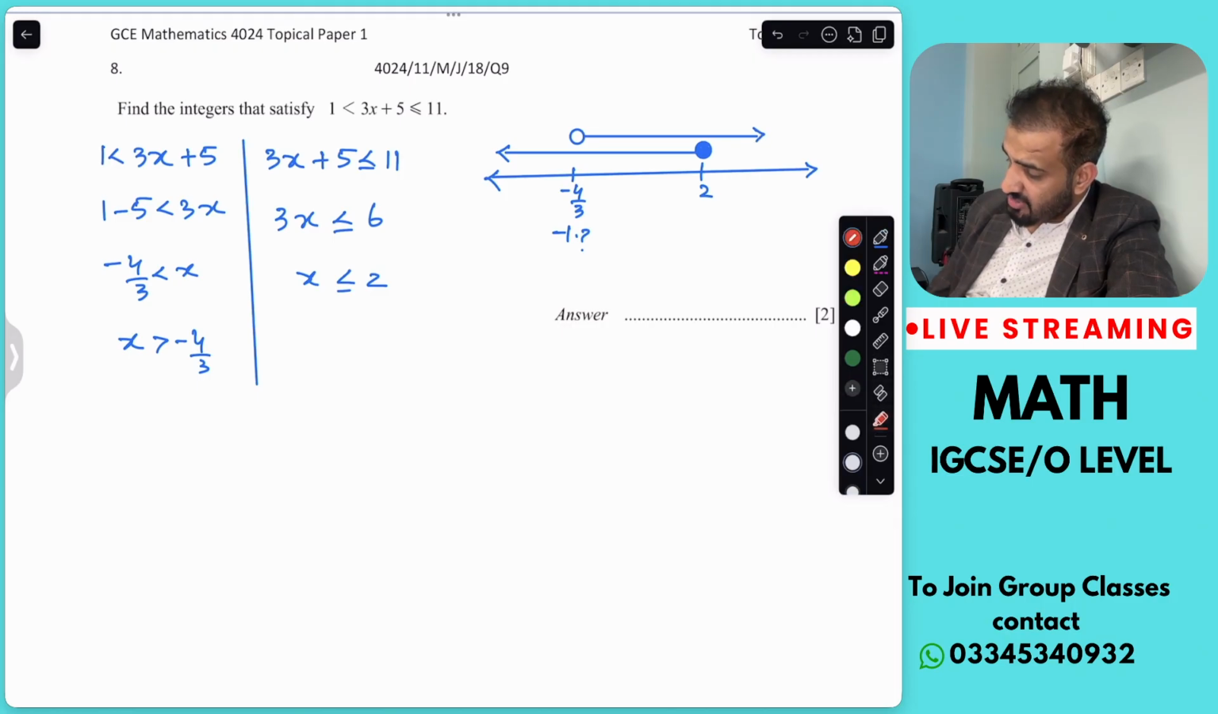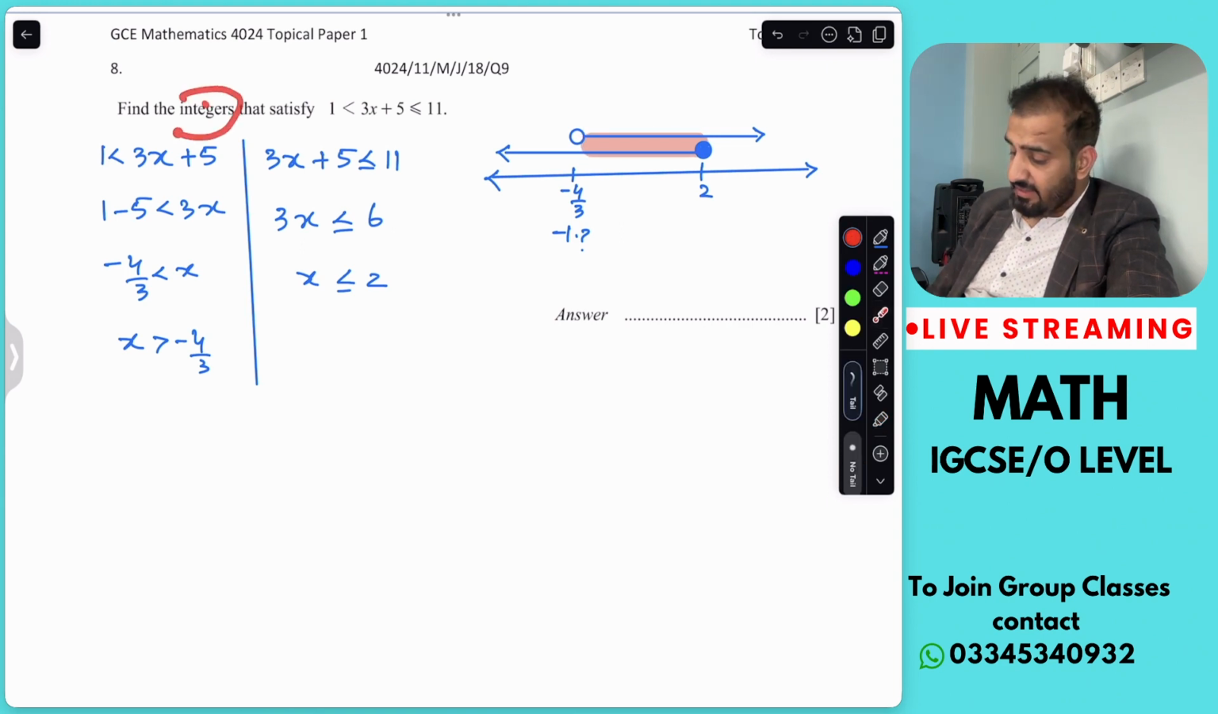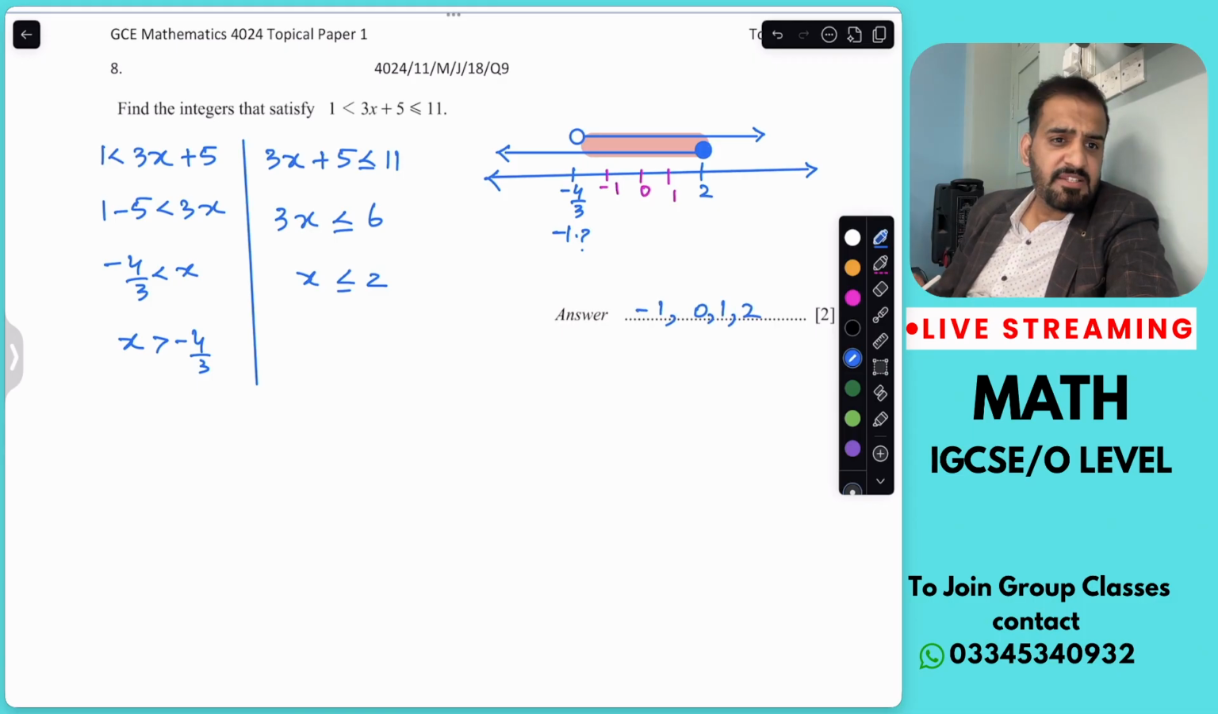Now, what are the possible values inside this region? Find the integers. So integers are minus 1 and 0, 1, and also 2. So I will say minus 1, 0, 1, and 2. That's it.